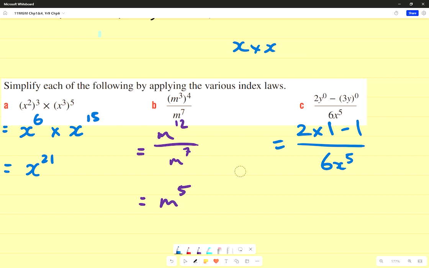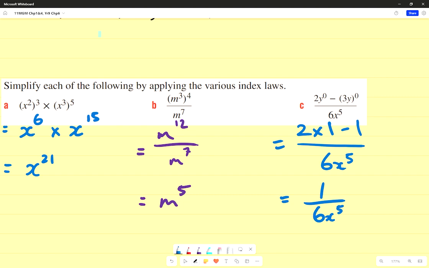Alright, let's keep going. 2 times 1 is 2, minus the 1 is 1, so it becomes 1 over 6x to the power of 5, and we cannot simplify that any further. Okay, are there any questions about our practice problems? Alright, what I get you to do is start on exercise 6C when you're ready.